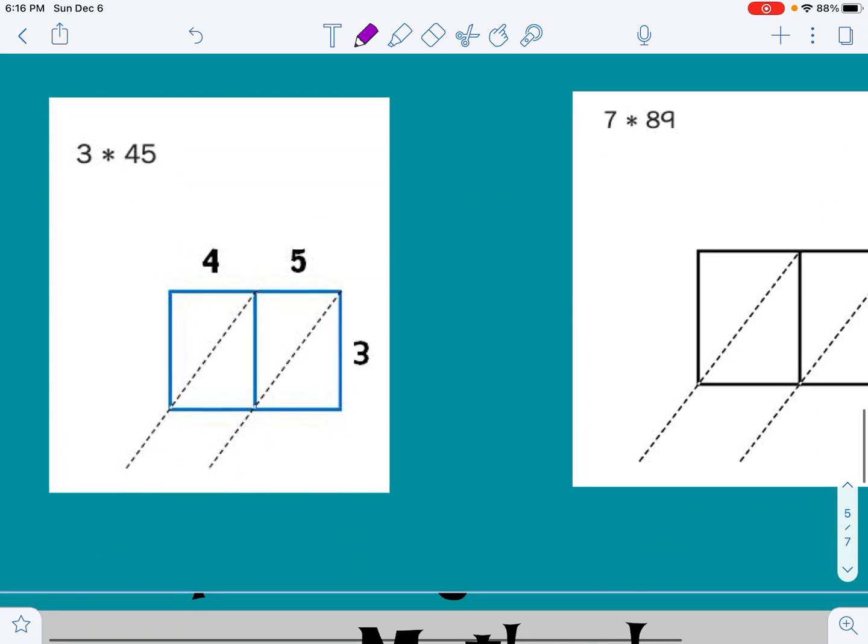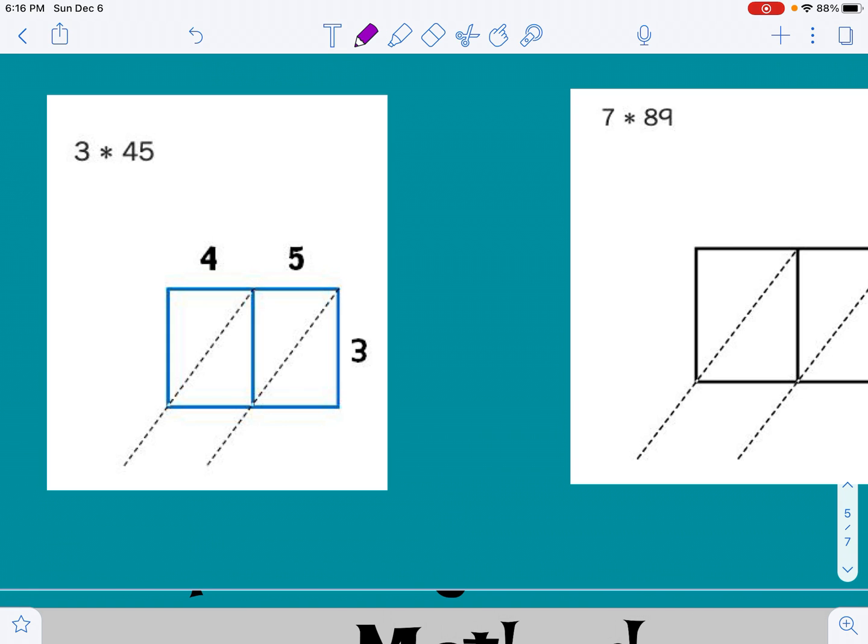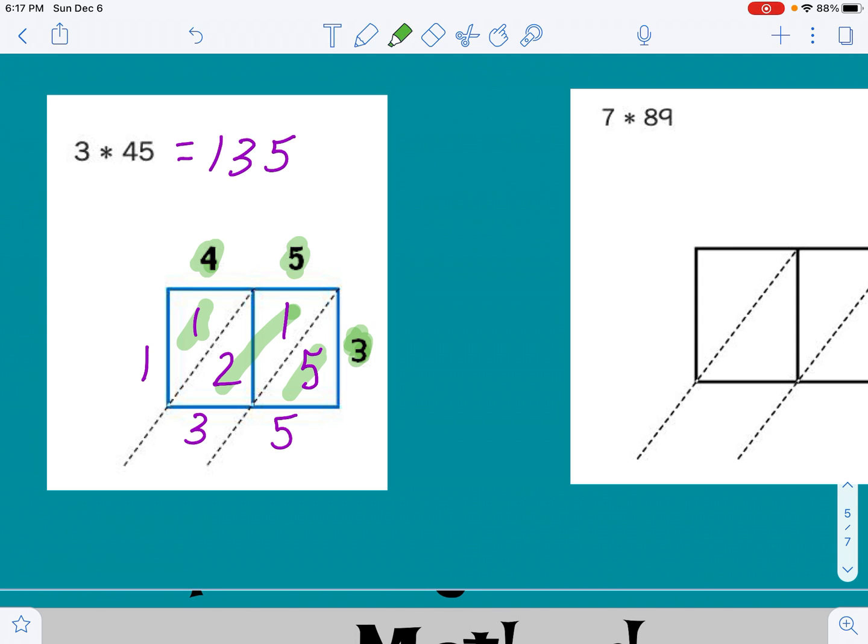Let's do another one. 3 times 45. 3 times 5 is my first step. And I'm putting the answer in this box, 15. 3 times 4 is 12. Goes right there. Final step, adding the diagonals. This is 5. 1 plus 2 gives me 3. And then bringing down my 1, the answer is 135. And remember, I'm getting that by going across the bottom here.